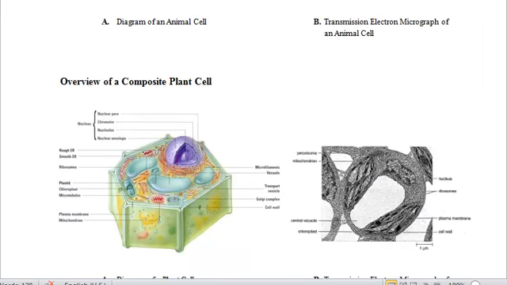And here, just for reference, is an overview of a composite plant cell, but we're not actually going to discuss these in detail. But so you can see what a chloroplast looks like and the overall shape of the plant cell.